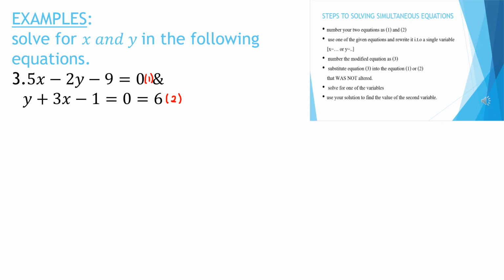I'm hoping at this point it's obvious that the one we will modify will be equation 2. So we can say that y is equal to negative 3x plus 1. We want this equation to be either y is equal to or x is equal to, so both these terms here need to make their way to the right hand side of our equation. Our next step is to number that new equation as number 3 in purple, so that's what I'm doing.